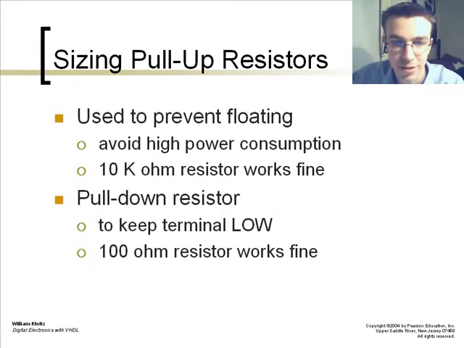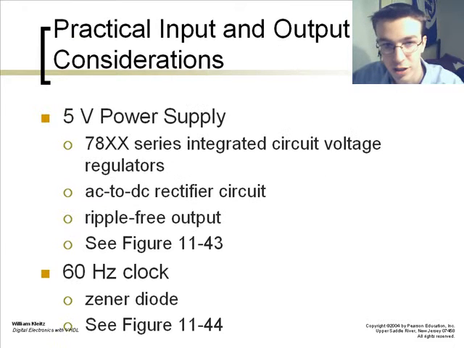Sizing pull-up resistors. These are used to prevent floating. They avoid high power consumption, and approximately a 10k ohm resistor works just fine. And a pull-down resistor, different type, is to keep a terminal low, and a 100 ohm resistor works for this optimal value of a pull-down resistor's function.